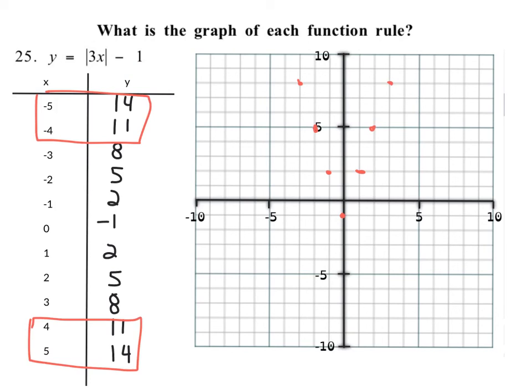3, 8. Okay? And if I was to draw the lines that I had put in there earlier, we've got a line going like that, and a line going like that. And that's what our absolute value graph looks like.